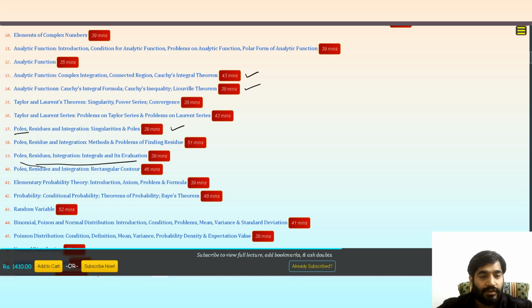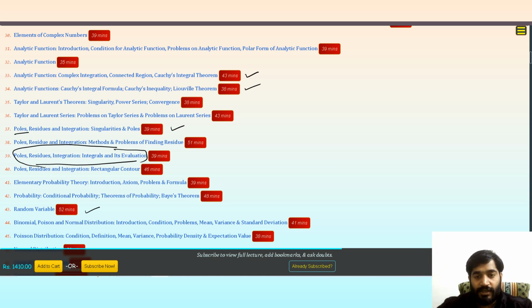Integration related to the poles, this is the most important topic. Then when we come to the random walk problem, random variables and random walk problems are very famous problems that are asked in the CSIR.